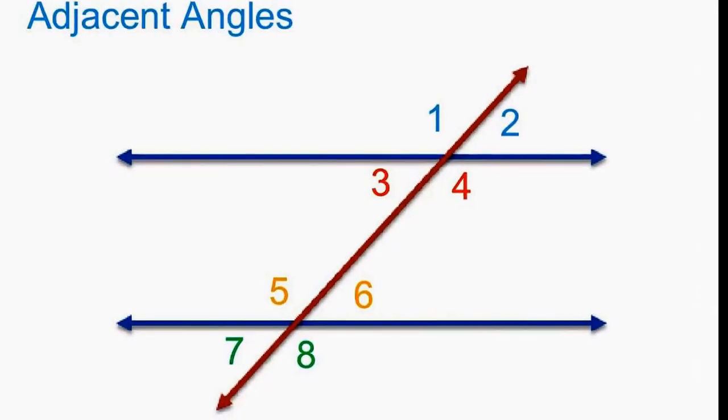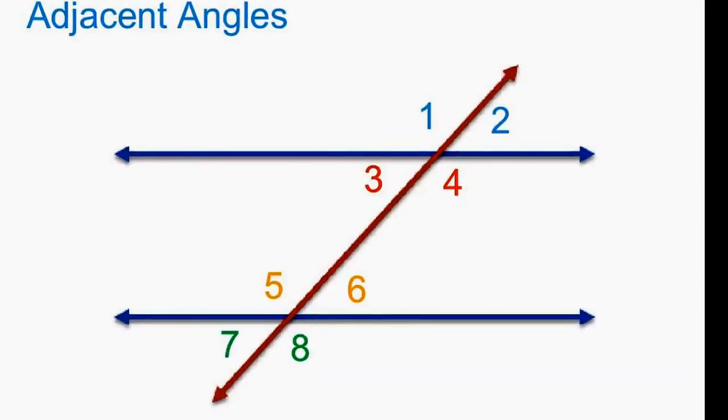So first we're going to look at adjacent angles. Adjacent basically means next to. So we're looking at angles that are adjacent or next to each other. So that's angle 1 and 2, angle 3 and 4, angle 5 and 6, angle 7 and 8. Now we also have adjacent angles, angle 1 and 3, angle 2 and 4, angle 5 and 7, and angle 6 and 8.